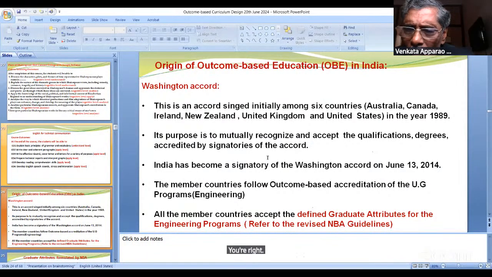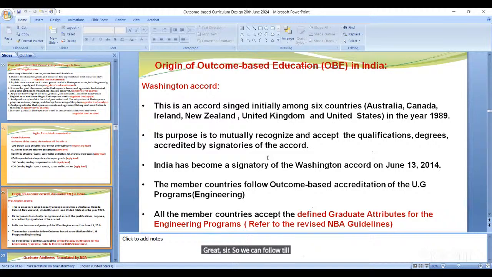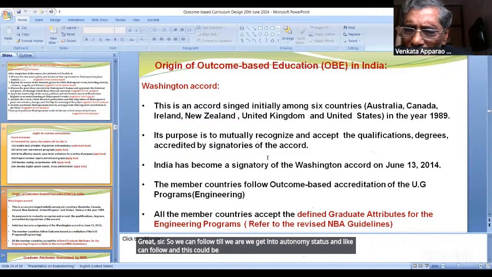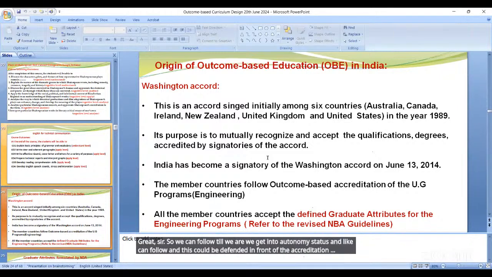Right, sir. So we can follow this till we get into autonomous status, and this could be defended in front of the accreditation committees also, saying these are the norms.